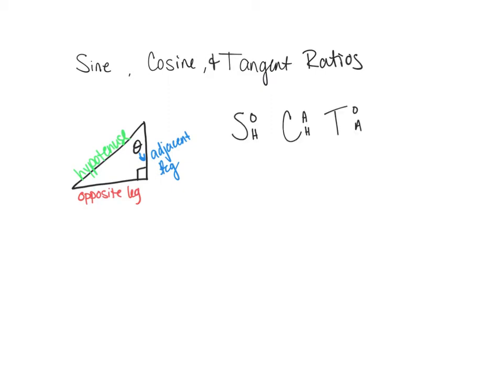One way that we can remember which ratios go with which pairings of sides is the SOHCAHTOA mnemonic device. You may have heard this before, you may have seen it before, but what it stands for is a shortcut: the sine is the ratio of the opposite leg to the hypotenuse. The cosine is the ratio of the adjacent leg to the hypotenuse. And the tangent is the ratio of the opposite leg to the adjacent leg.